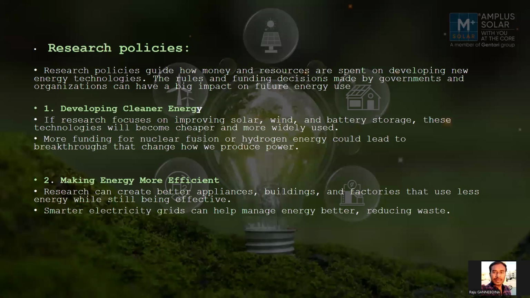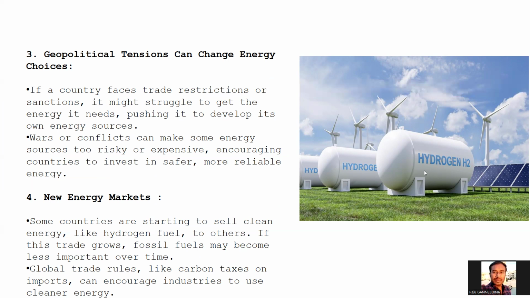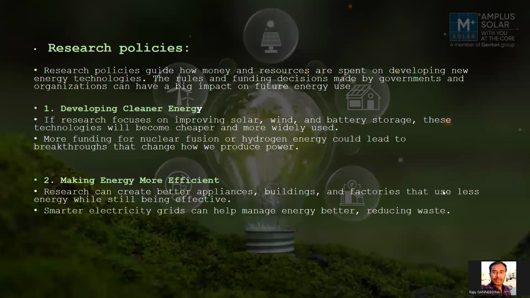Now, as chemical engineering students, we know more about hydrogen being used as an energy resource. We can also use hydrogen and carbon capture methods without polluting the environment. Next slide. And the third topic is research policies. Research policies guide how money and resources are spent on developing new energy technologies. The rules and funding decisions are made by the government. They can have a big impact on future energy use.